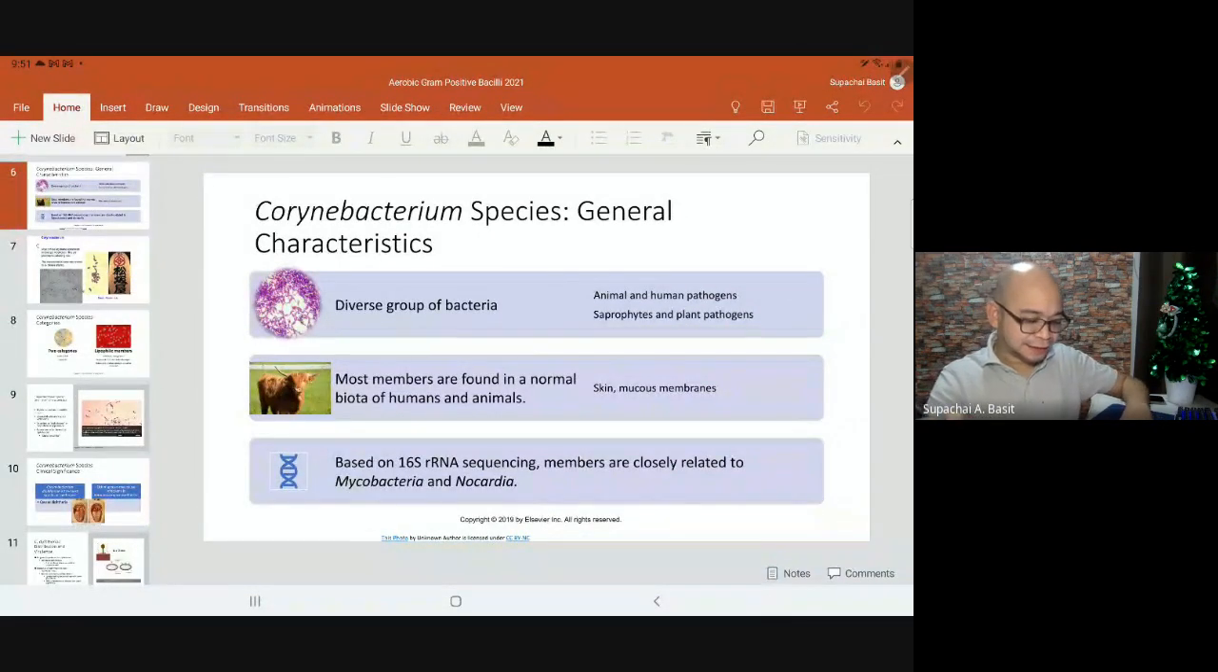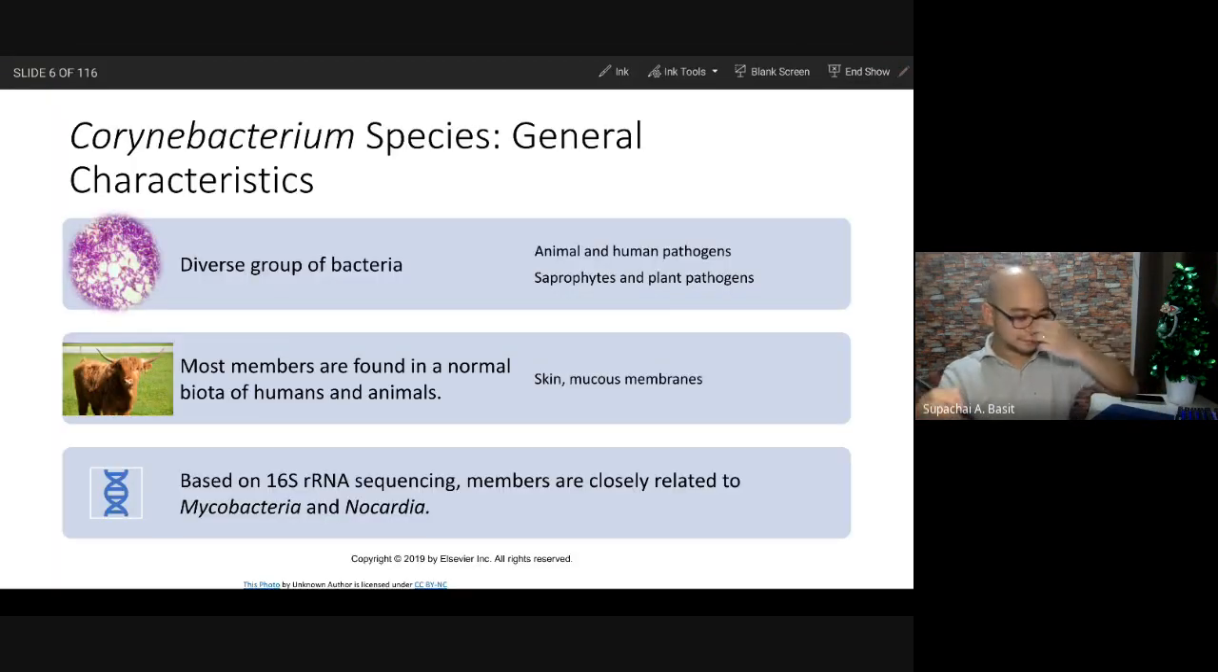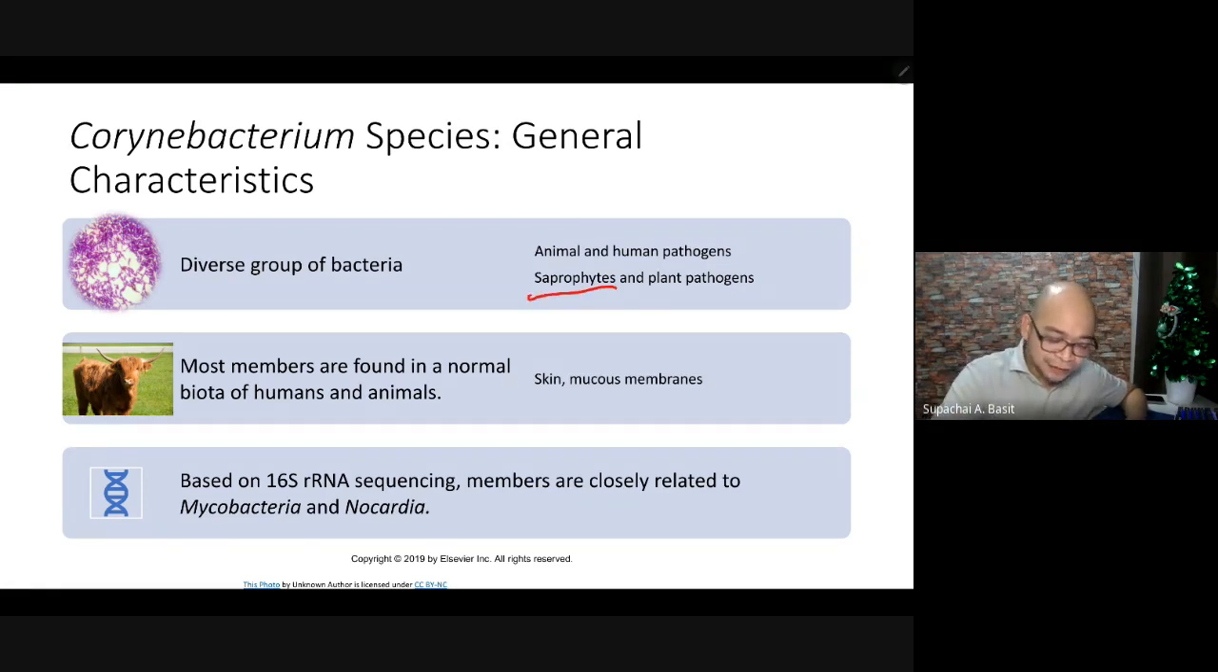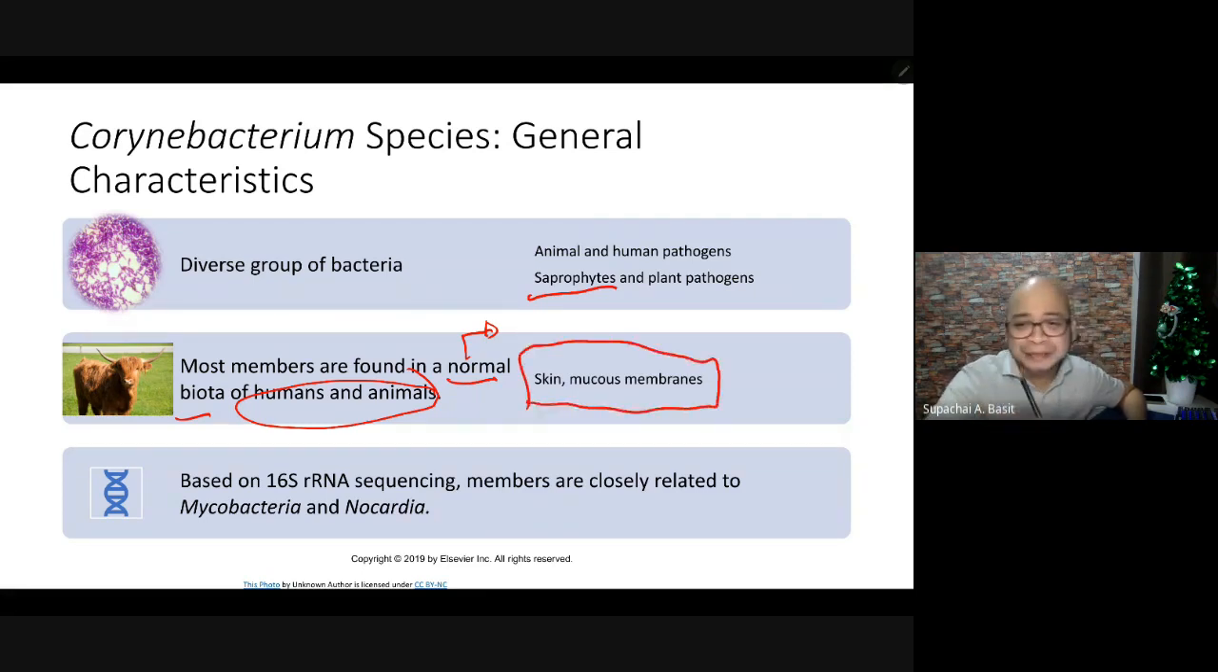Again, they are saprophytes, meaning to say, they live on decaying organic matter. Majority of them are found in the normal biota of both humans and animals. When you say normal biota, it means that there are some species that are normally present inside our body, particularly in the skin and mucous membranes.